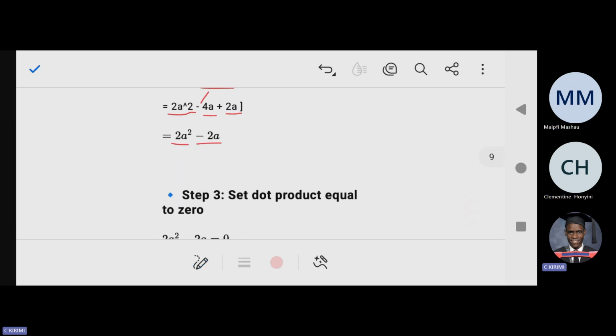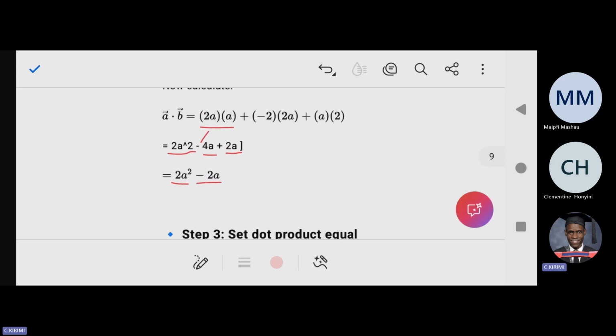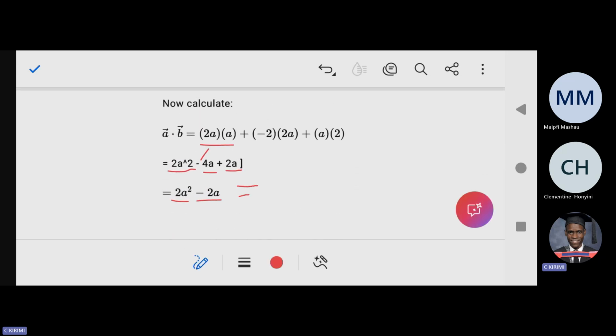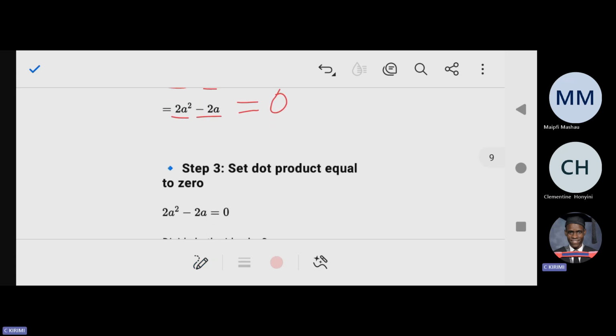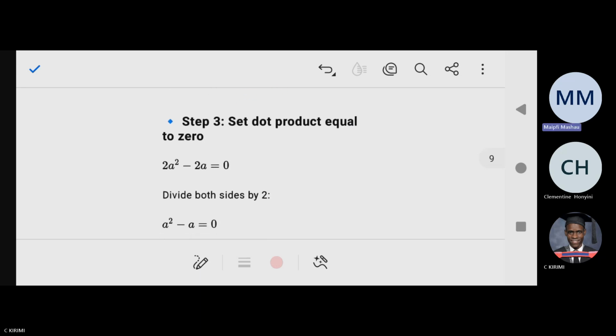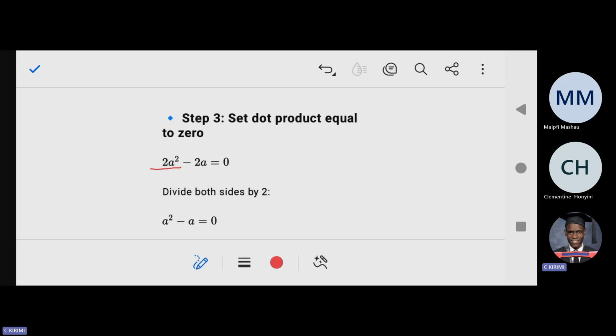So in the final step, now we are equating to 0. Since you said this dot product is equal to 0, which means that 2A squared minus 2A is equal to 0. Using your mathematics, you factorize 2, or you can divide both sides by 2, which means you're just factoring out 2. If you divide each term by 2, this one by 2, this one by 2, then you are going to get A squared minus A is equal to 0.